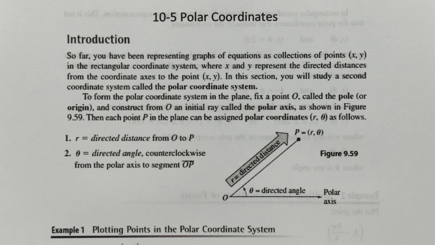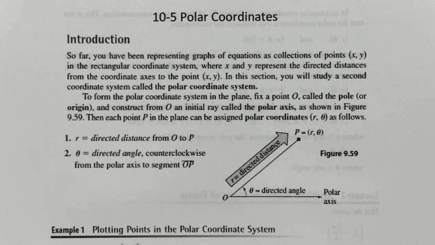Alright, in this section 10-5 we are looking at an introduction to polar coordinates. Up until this point we've really graphed points using an x and y rectangular coordinate system, where x is the number on the horizontal axis and y is the vertical axis to give the coordinates for the point. This is another way to give coordinates, and it's called the polar coordinate system.